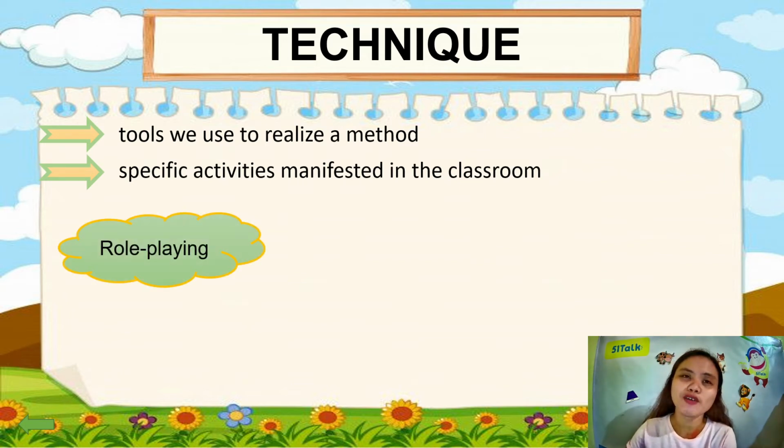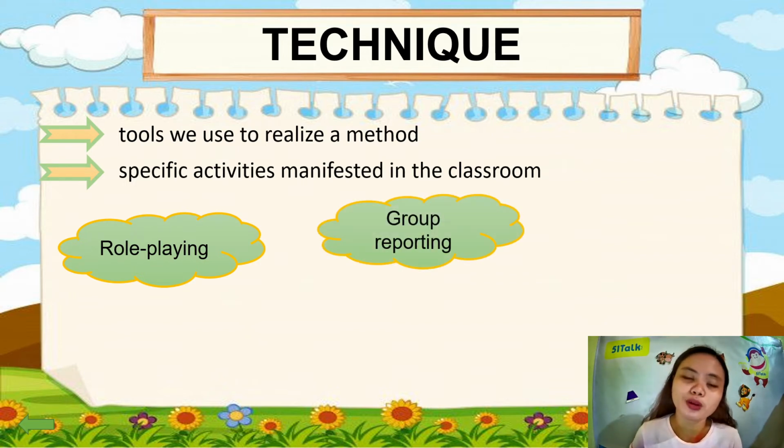So first we have the role playing. So in a role playing, students are given the chance to immediately apply the content that they have learned. So they are grouped and given a specific role to portray. So in this technique, students are engaged and allowed to interact with their peers as they try to complete the task assigned to them in their specific role.